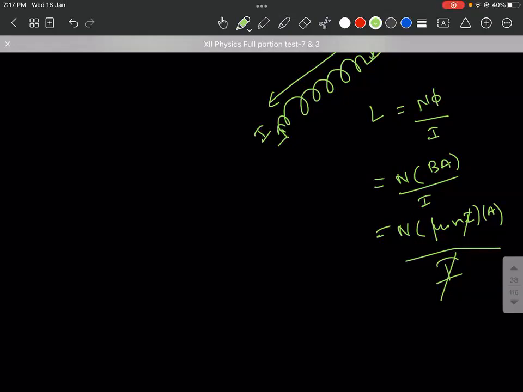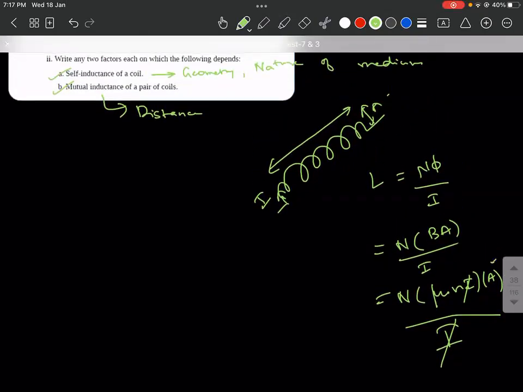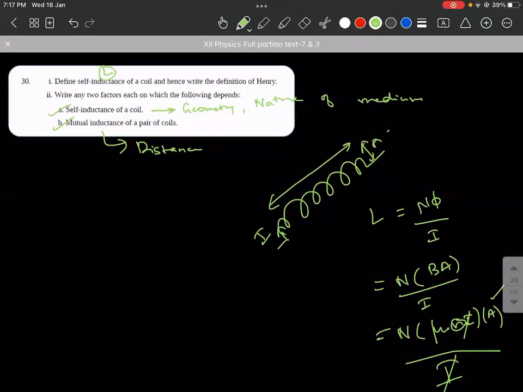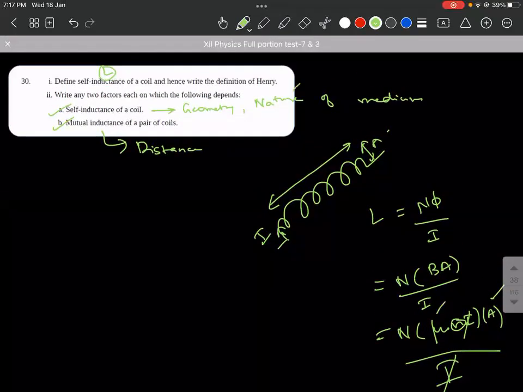Okay, sir. Yes, sir. So the reason I said geometry is because it depends on the area and the number of turns per unit length. Similarly, because of mu naught, I am saying it depends on the nature of the medium. Okay.